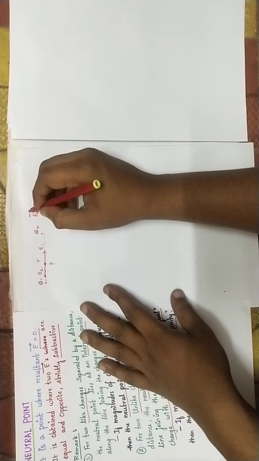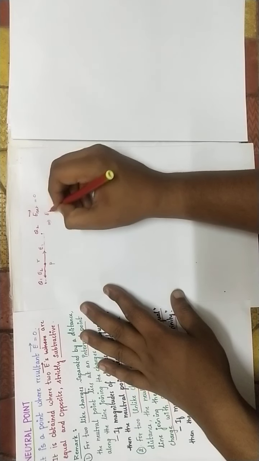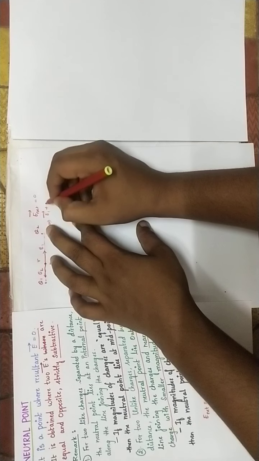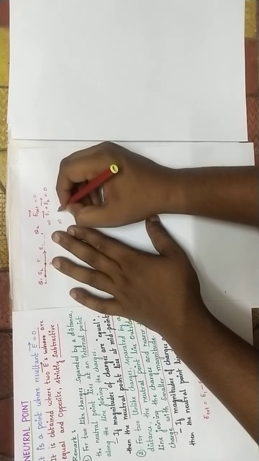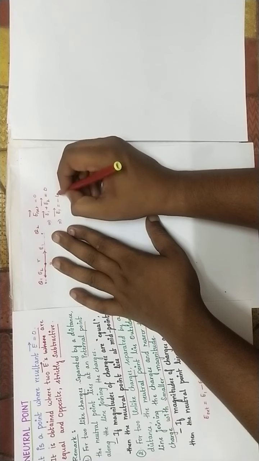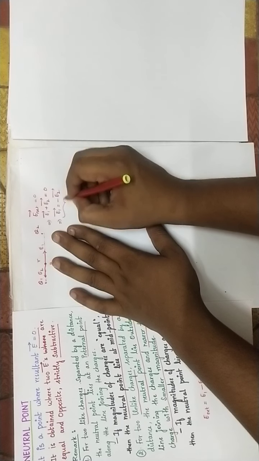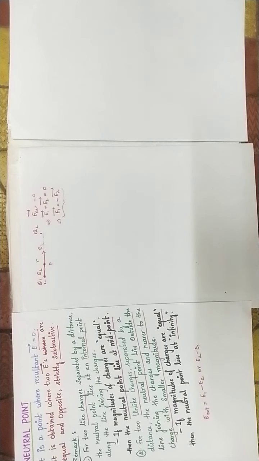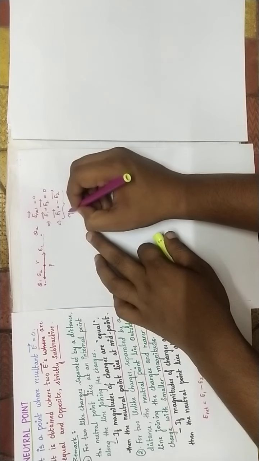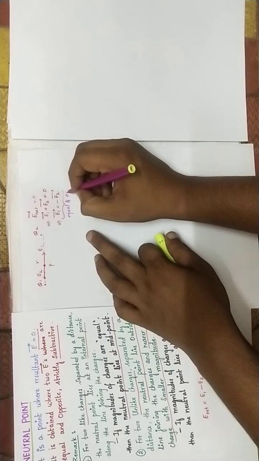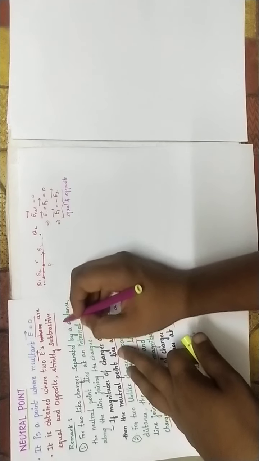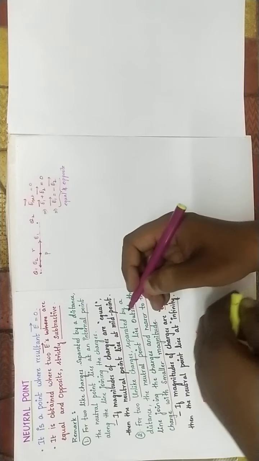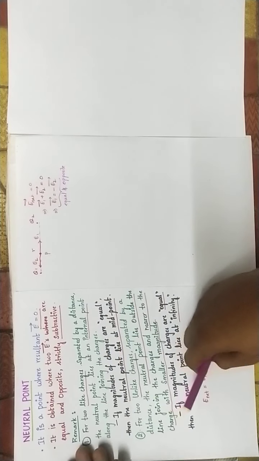That is, I should have E1 plus E2 equal to 0, which will give me that E1 vector is equal to minus E2 vector. What is the meaning of this expression? That E1 vector is equal and opposite to E2 vector. So that is why the meaning subtractive has come here. Okay, so basing on that, we are going to see the remarks here.